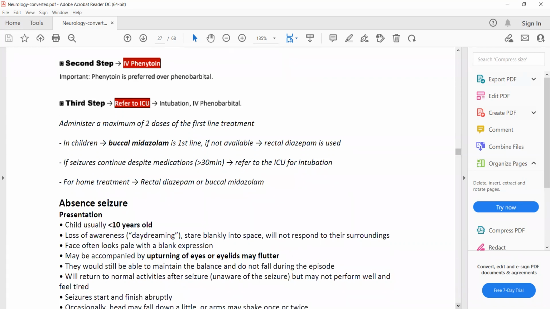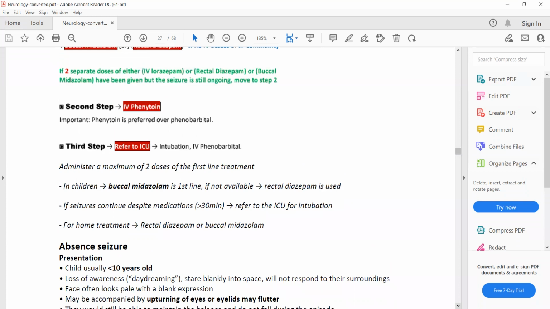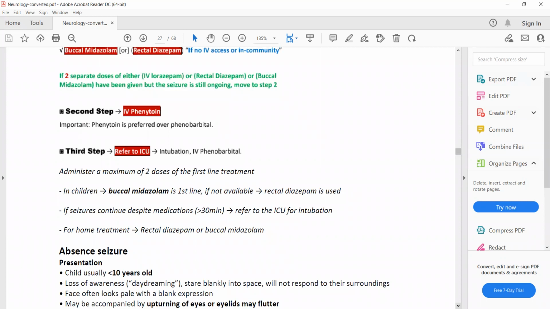So in the second step, you give 2 doses of IV phenytoin, and in the third step, when you refer to the ICU for intubation, then IV phenobarbital is given. IV phenytoin is different and IV phenobarbital is different. Phenobarbital can cause respiratory depression. That's why you need to intubate the patient first to start an IV infusion of phenobarbital. It means completely sedating the patient, or general anesthesia.